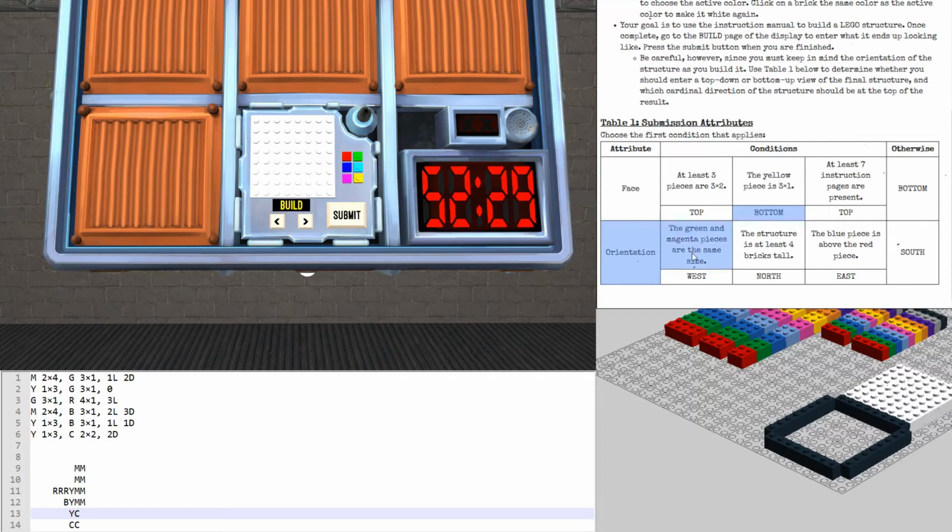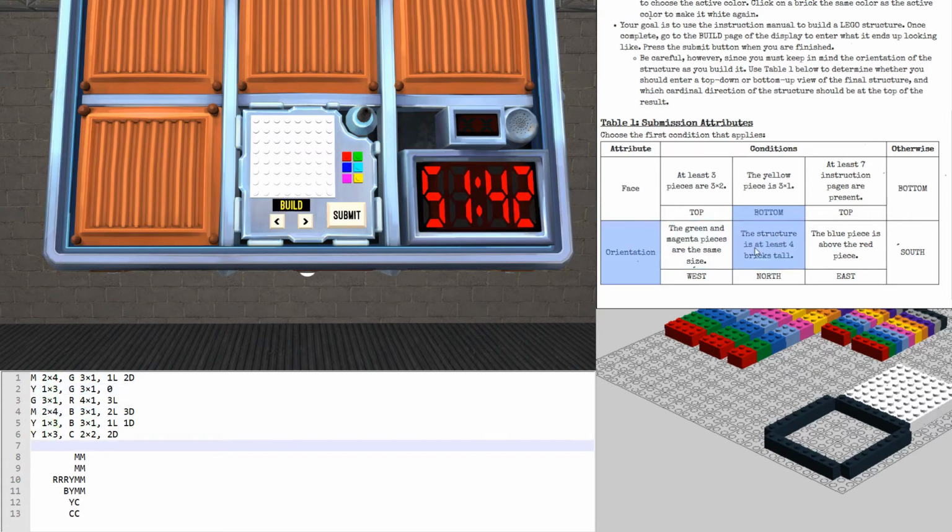The green and magenta pieces are the same size. Well, green is 3x1, magenta is 2x4, so no. But, again, if one of them were 3x1 and one of them were 1x3, it would count as the same size. The structure is at least 4 bricks tall.